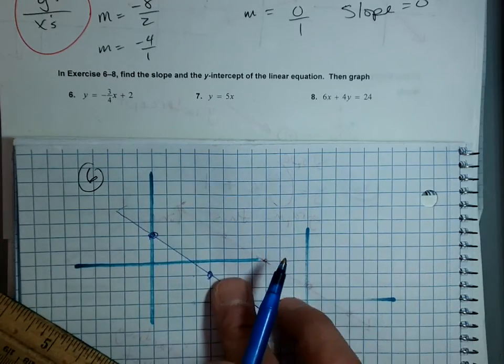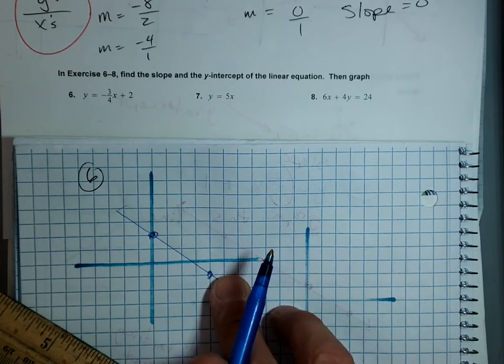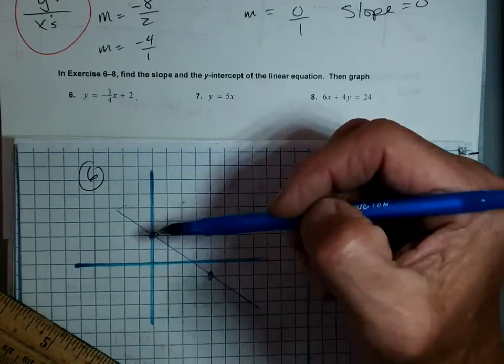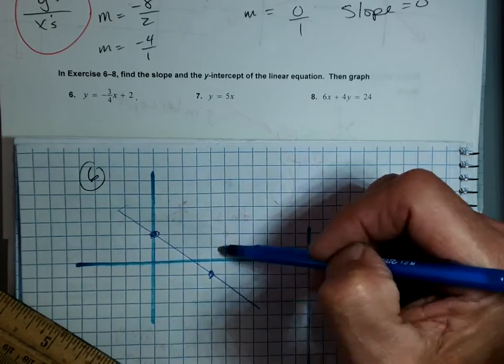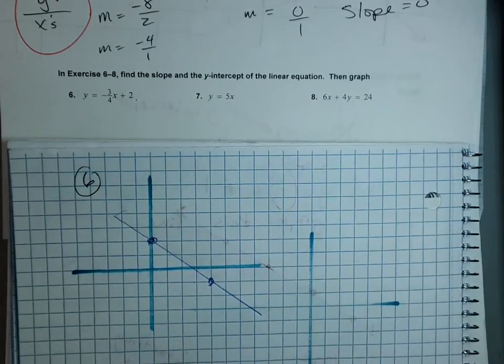I want to make sure everybody can do this. Thumbs up. I want to see it. I just started at 2 right there, and I went down 3 over 4, okay? Now, what about 7? 7 looks a little trickier.